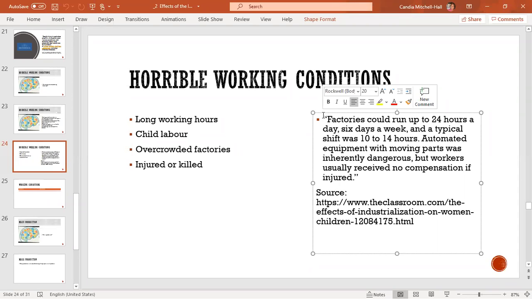Factories could run up to 24 hours a day, 6 days a week, and a typical shift was 10 to 14 hours. Automated equipment with moving parts was inherently dangerous, but workers usually received no compensation, if any. Very good. So just like what was said earlier, they got 1 day off. They worked 6 days a week, and their working hours were 10 to 14 hours.